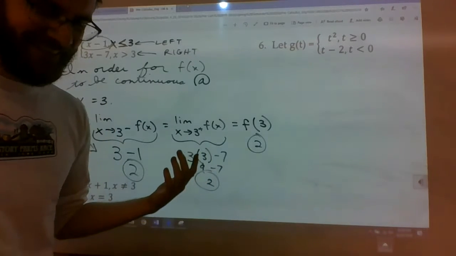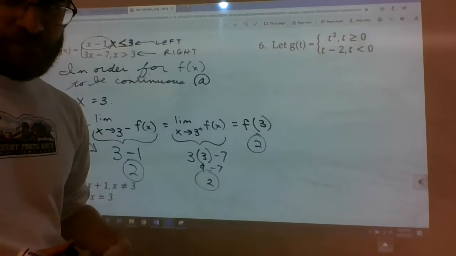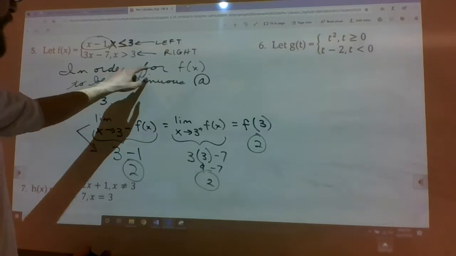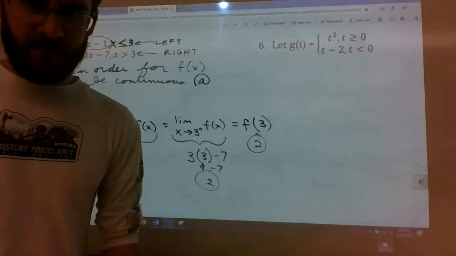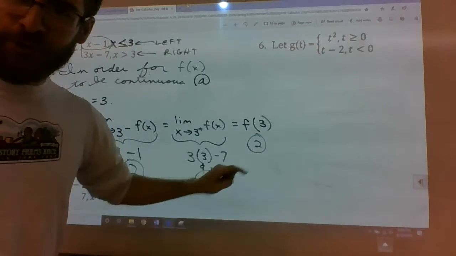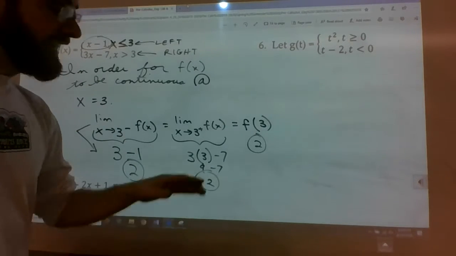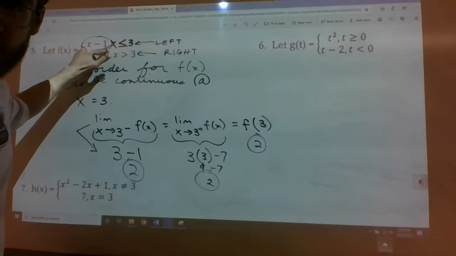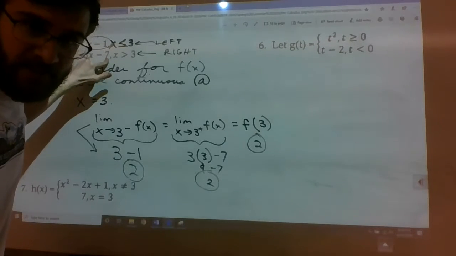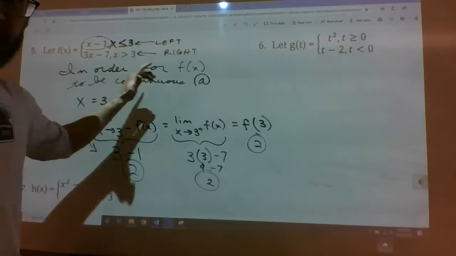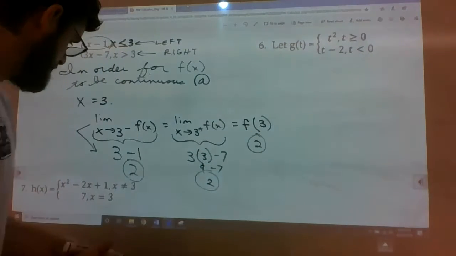So, okay, we did all these calculations. In order for f of x to be continuous at 3, this must be true. Hey, that is true, which means it's continuous at x equals 3. And it's continuous from the left because it's a polynomial. And it's continuous to the right because it's a polynomial. So that means it's continuous everywhere. Everywhere.